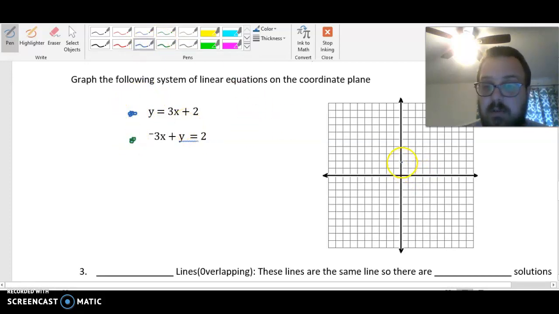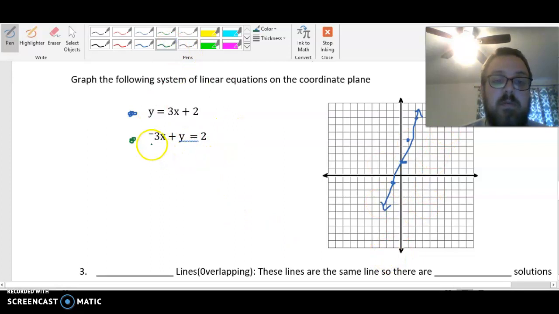Okay, I have a slope, I have a y-intercept at 2. My slope is 3, so we're going to go up 3 over 1, up 3 over 1. If I want to go backwards, I just have to do the opposite. And then I'll go ahead and draw my line. It's a little off, but we'll see what happens in a second. And then we'll go ahead and do the green one.